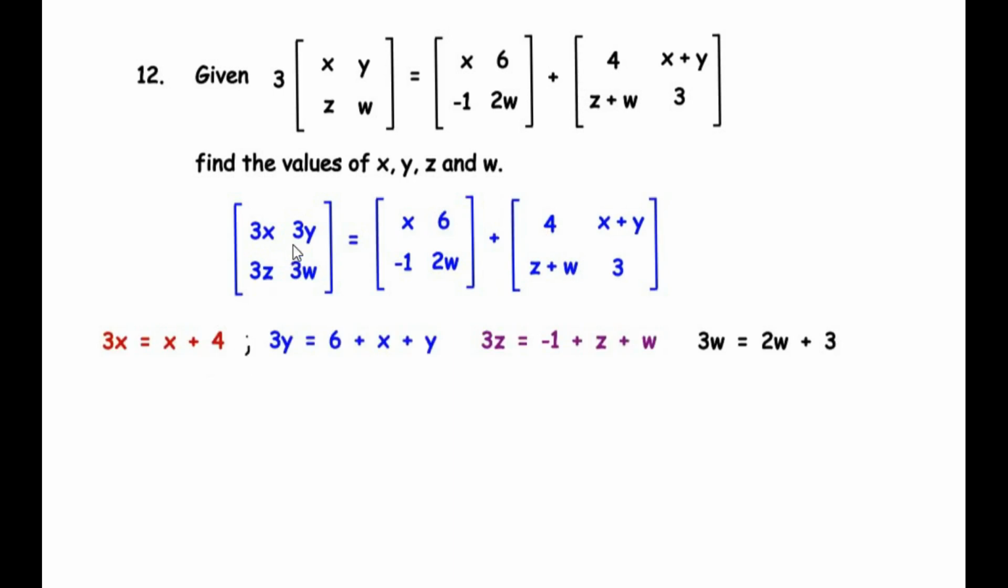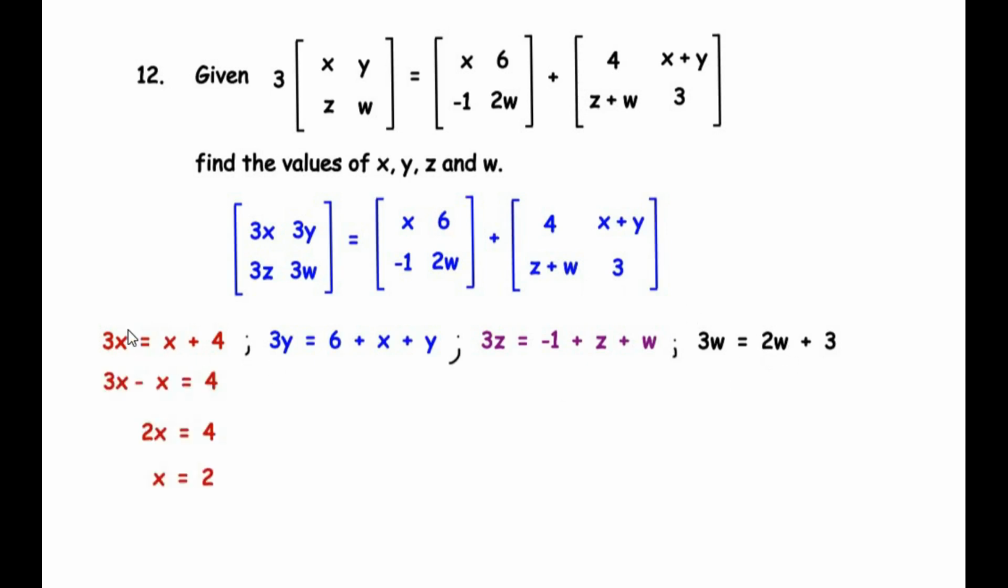Now equating all the second elements, that is 3y is equal to 6 plus x plus y. Now third element equal to third element, that is 3z is equal to negative 1 plus z plus w. Now fourth element equal to fourth elements. So here 3w is equal to 2w plus 3. Now once we have got all the equations, let us start with the first one.